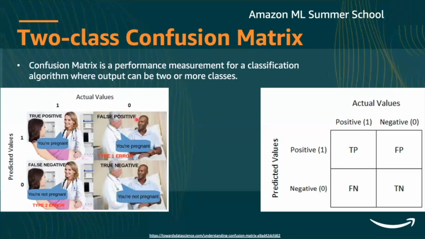Let's say a male goes to a gynecologist and the gynecologist says, hey, you're pregnant. This is typically not possible, and hence this is a false positive, because the model, which is the gynecologist, is saying the male is pregnant, which is a positive case, and it is wrong. Similarly, you have the false negative case. A woman goes to a gynecologist, she is actually pregnant, the true value is 1. However, the gynecologist says you are not pregnant. So this is a false negative case. On the right-hand side is a concise representation of the same figure. TP represents true positive, FP represents false positive, FN represents false negative, and TN represents true negative.